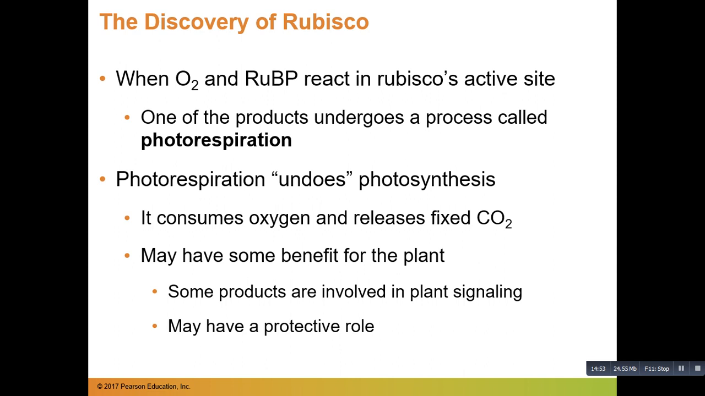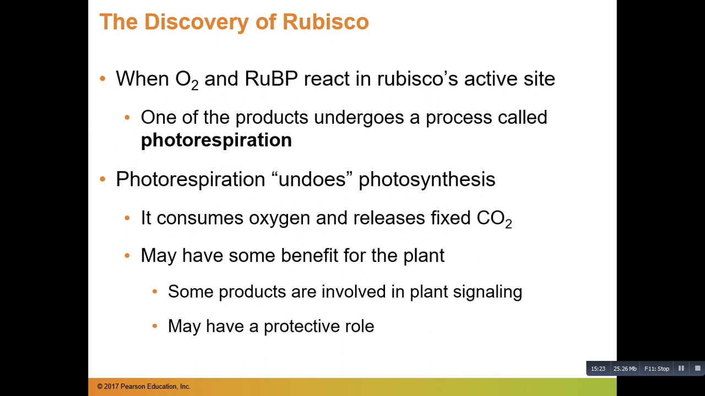So it makes sense that if plants are going to use oxygen, then they are going to undergo a process called photorespiration. And it basically undoes photosynthesis because it consumes oxygen and releases fixed carbon dioxide. However, again, we're gaining more and more knowledge about how this is actually beneficial for the plant.